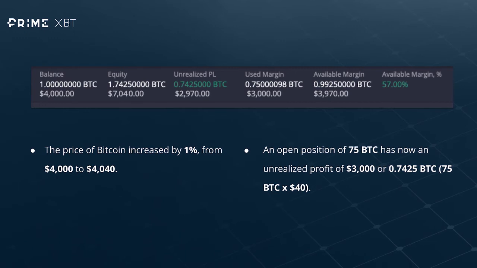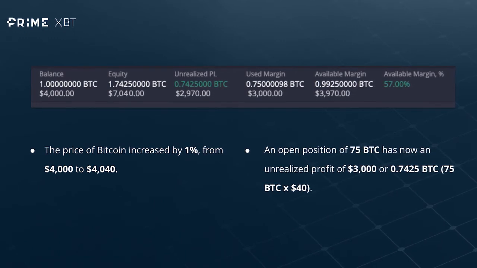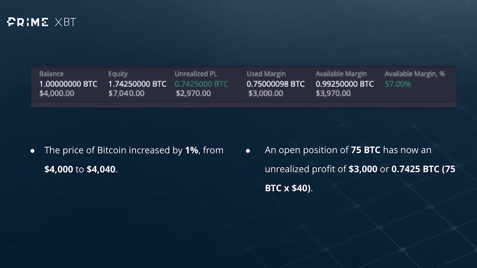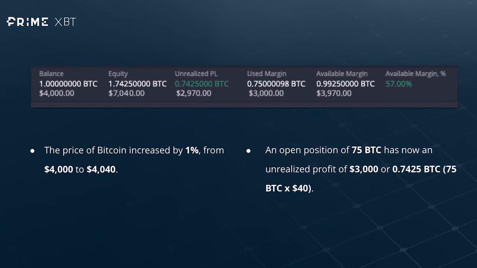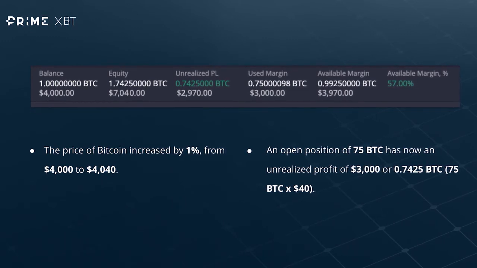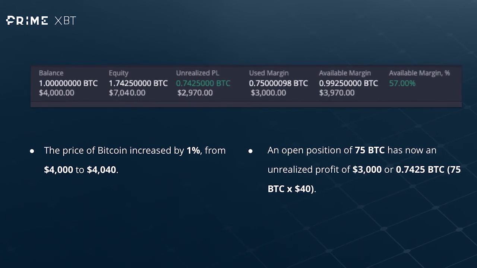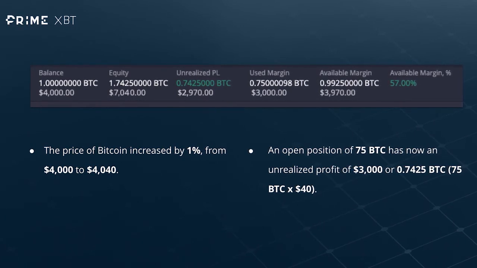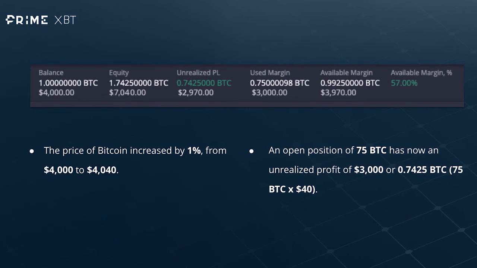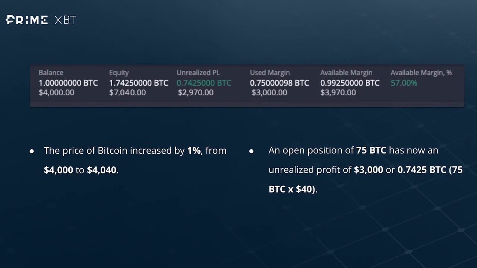0.7425 BTC, 75 BTC times $40. Account status will change as follows. Balance: 1 BTC, $4,000. Equity: 1.7425 BTC, $7,040. Balance plus unrealized profit of 0.7425 BTC. Unrealized P&L: 0.7425 BTC. Used margin: 0.75 BTC, $3,000.